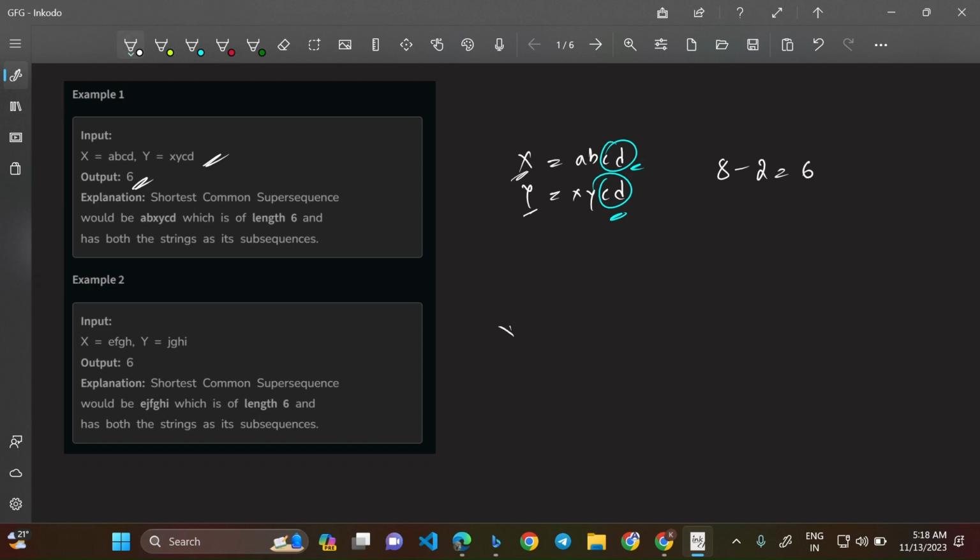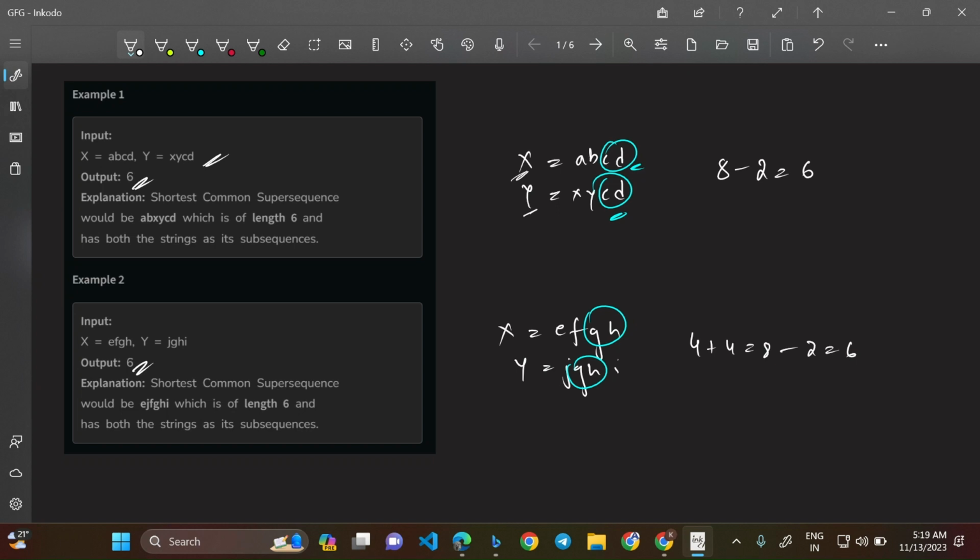Come to the second example. X is equal to EFGH and y is equal to JGHI. How many total characters are there? 4 plus 4 is equal to 8. And are there any repeating characters? Yes, we have GH repeated in both x and y. In x we have GH, in y also we have GH. So we'll just subtract GH once, because we only need it once. So 8 minus 2 is equal to 6. So that's the reason 6 is the answer.